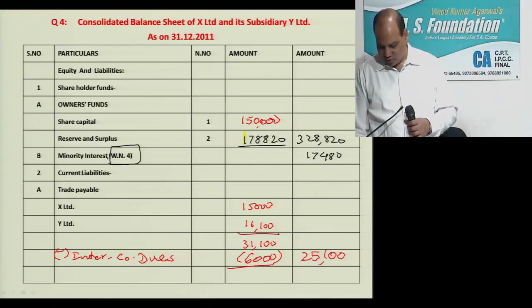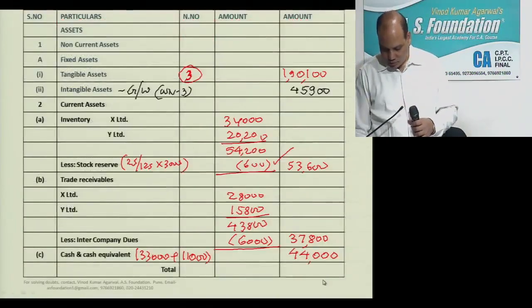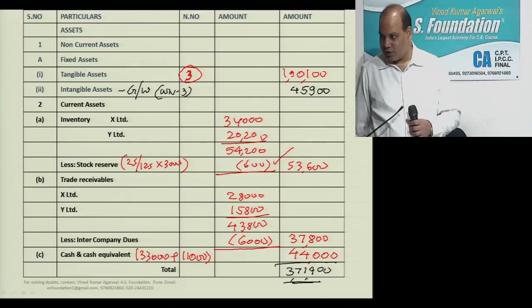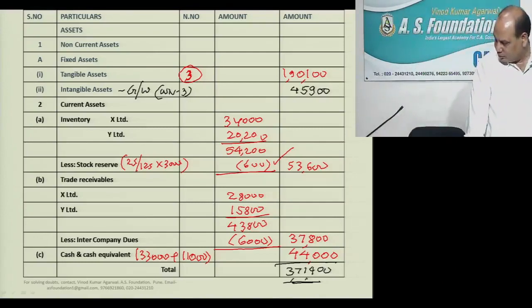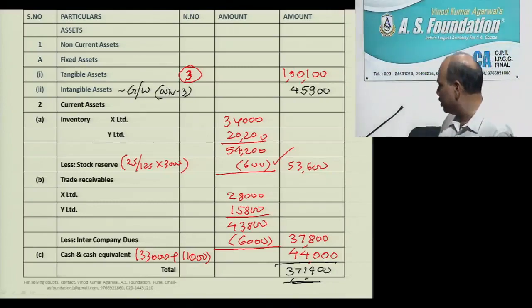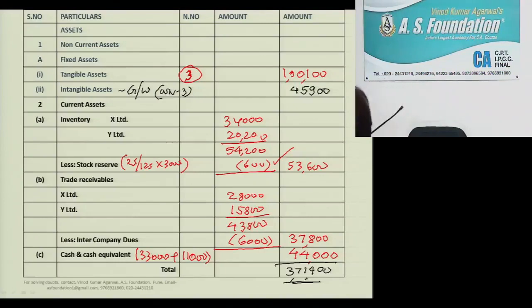So tell me balance sheet total. 3,71,000. Asset side, same. Amazing. 371,400. You people seem to be reasonably talented. Yes, first you ensure that 371,400 is appearing on both sides. Assumption, right.